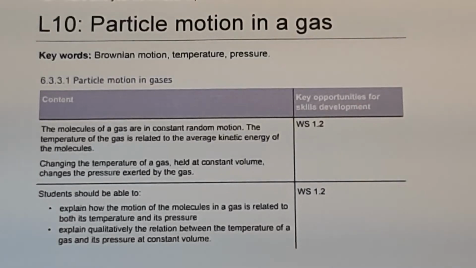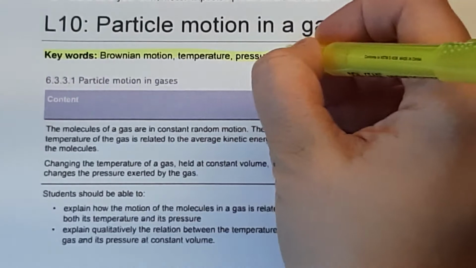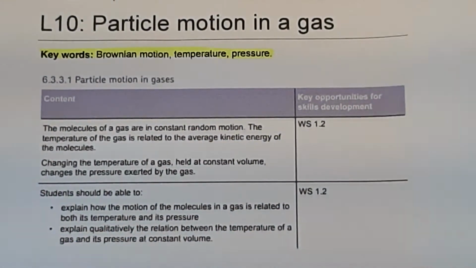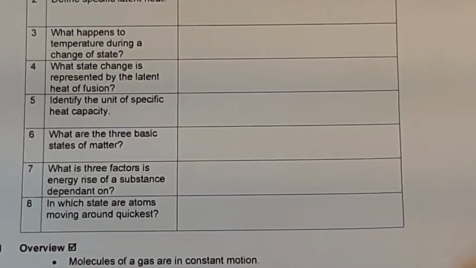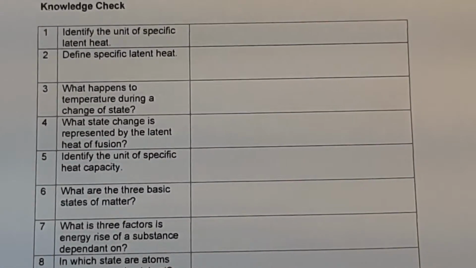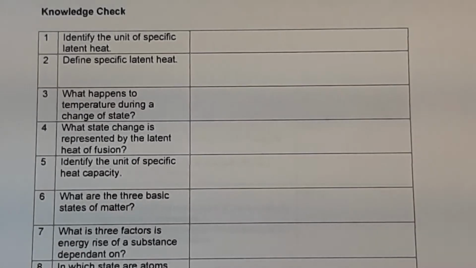We're on lesson 10, Particle Motion in a Gas. Today's key words are Brownian motion, temperature and pressure. I'm going to highlight those. Then we have the exam specification telling us what we're going to be learning about today. And then we have our knowledge check. So pause the video whilst you complete the questions on the knowledge check, please.